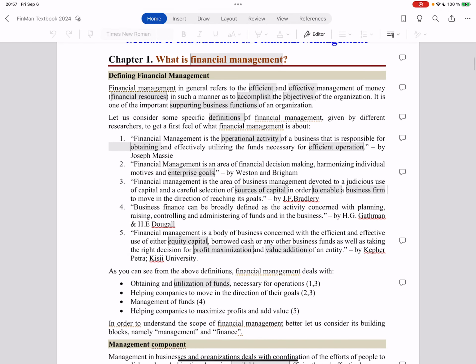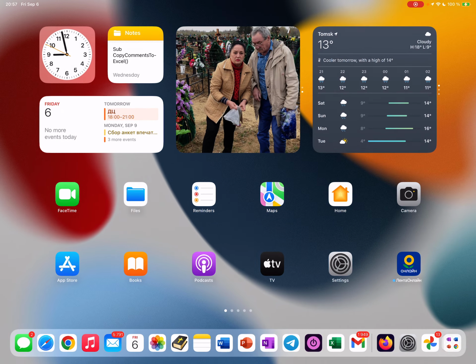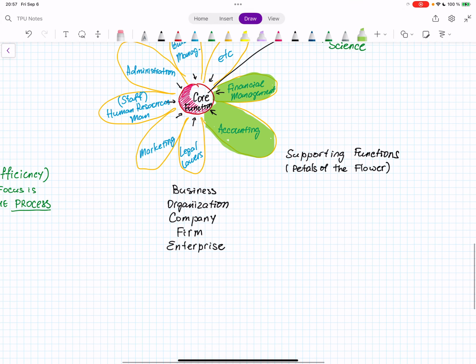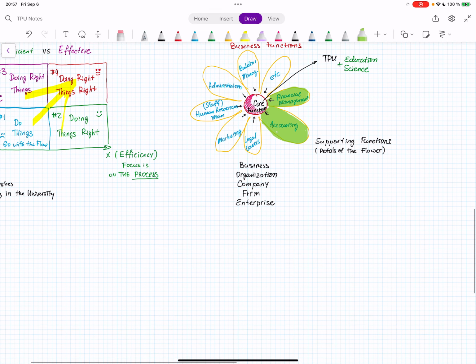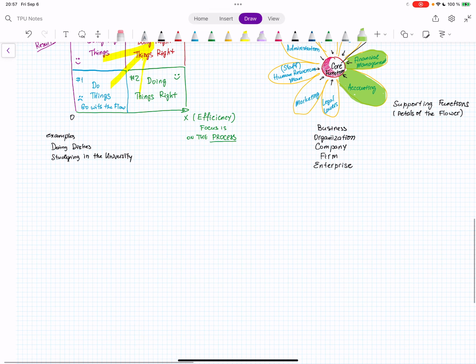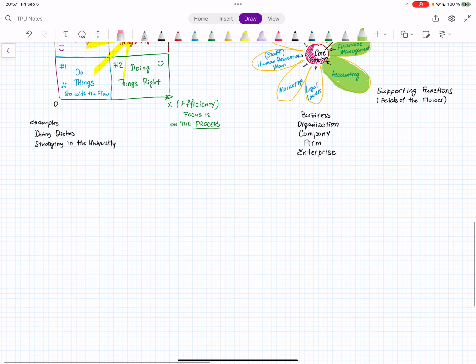And this is enterprise goals. In the middle of the screen, you can see financial management is an area of financial decision making, harmonizing individual motives and enterprise goals. This is a definition given by Weston and Brigham. So let's talk about goals. Why is it an interesting and important idea? Because there are some interesting principles I want you to get out of it.